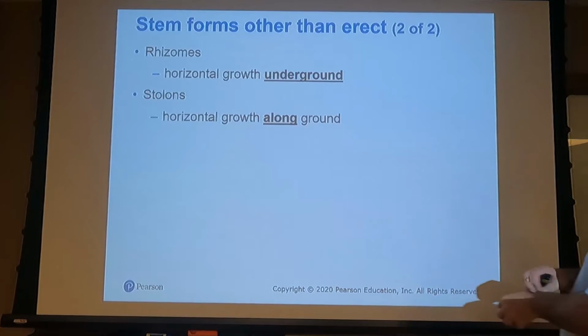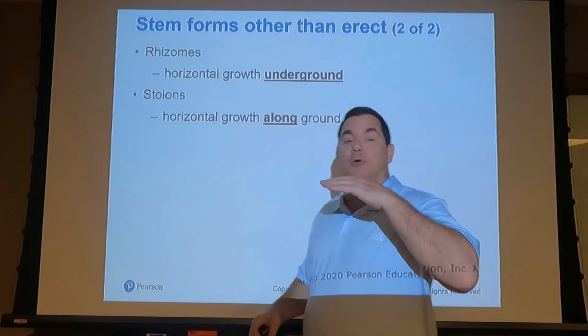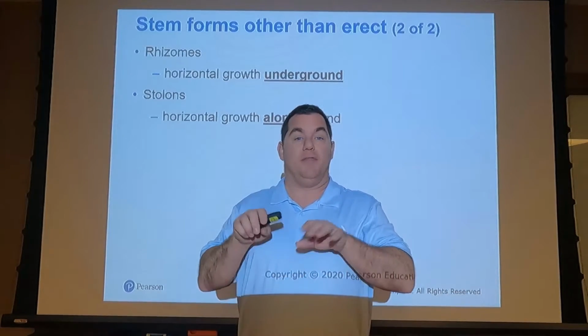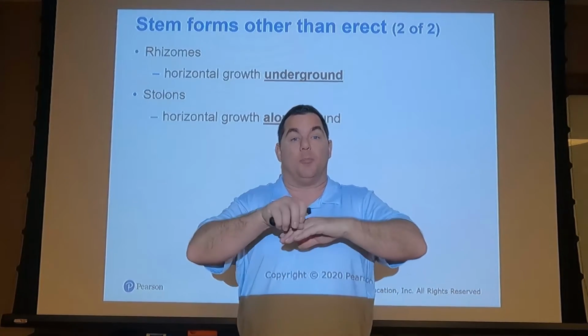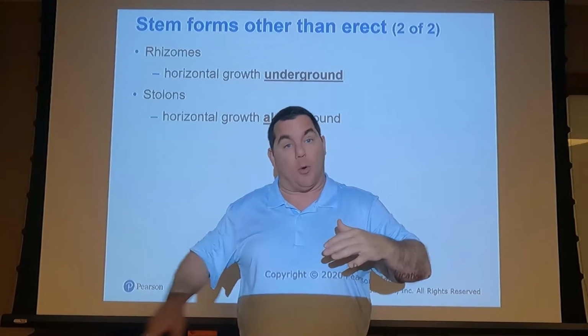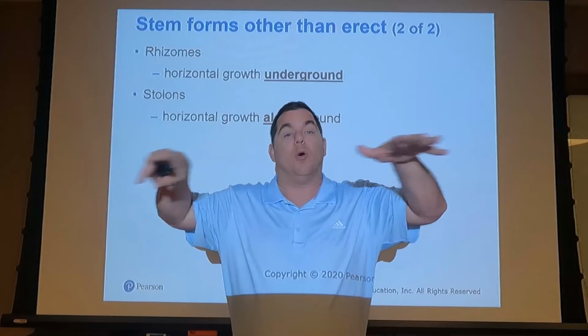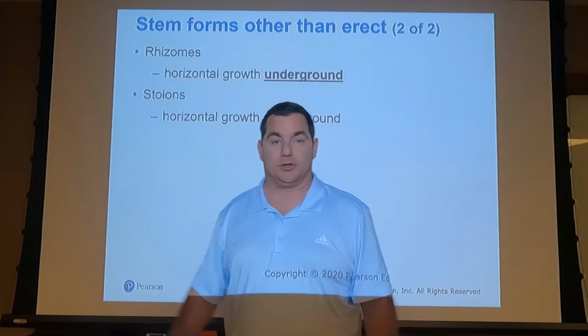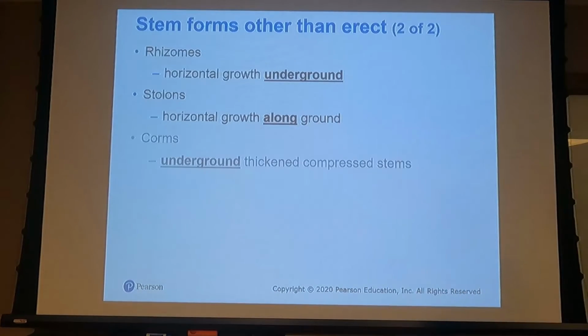Stolons are going to be horizontal growth, but along the ground, so above the ground. And this is how grass spreads. So Bermuda grass, for instance, has rhizomes and stolons. So it can grow underneath the ground and then also along the ground, and it will cover a larger area. Corms are going to be underground, and they are thickened and compressed stems.